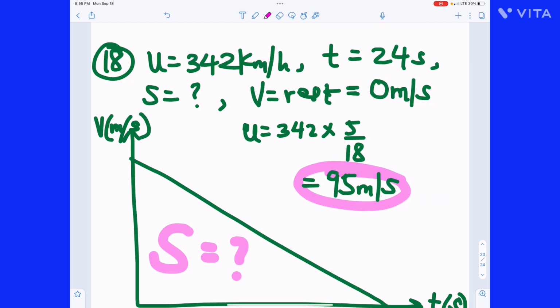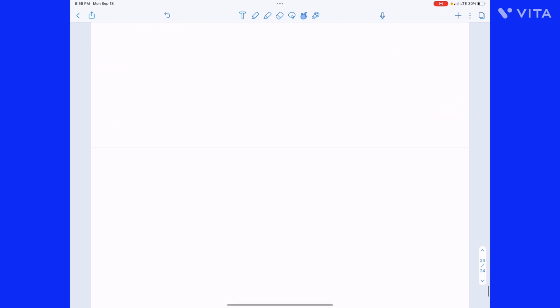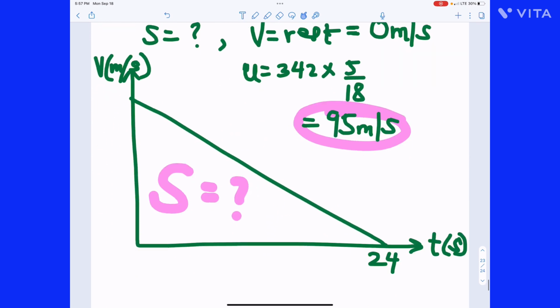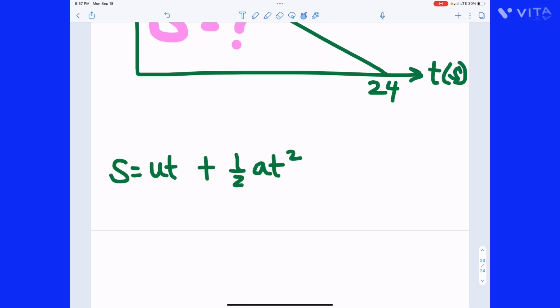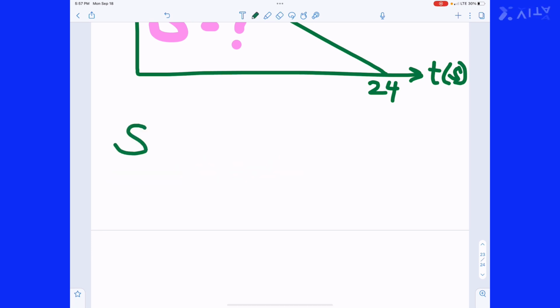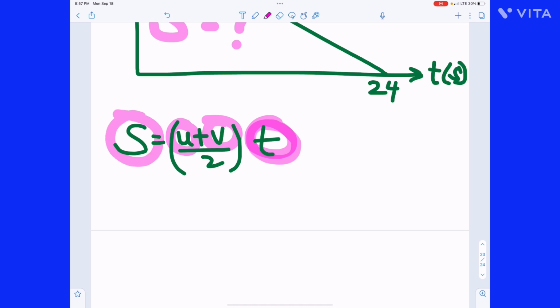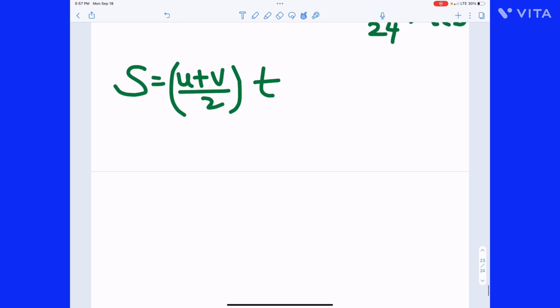The formula connecting those four is not S is equal to UT plus half AT squared, because there's no A. The formula connecting all four is S is U plus V over 2 times T. We only have T, U, V, and S. So the formula we will use is S is equal to U plus V over 2 times T.